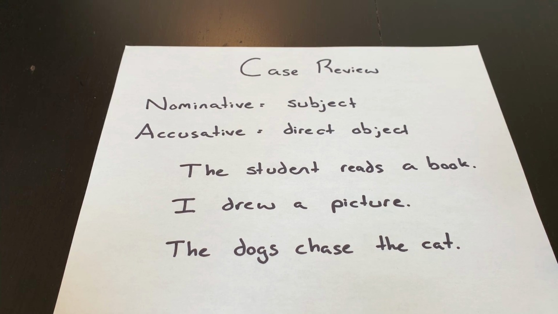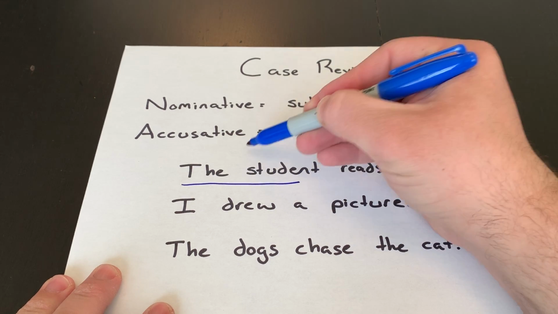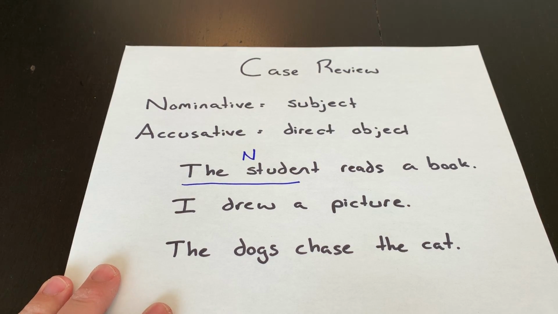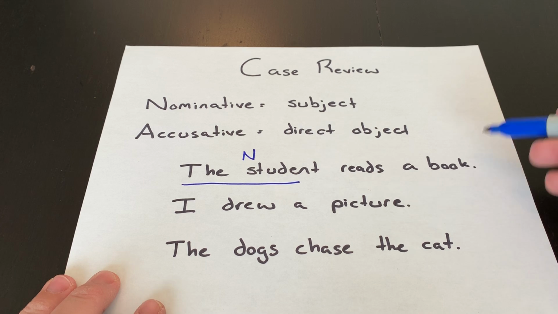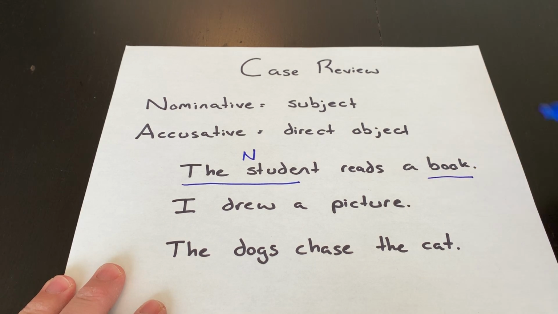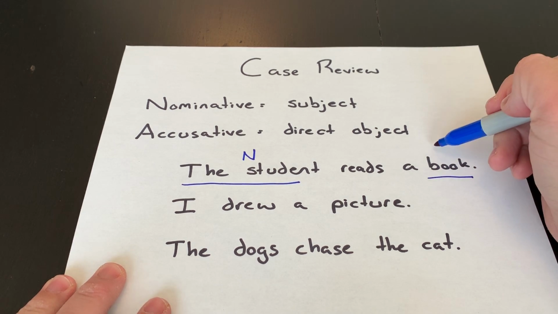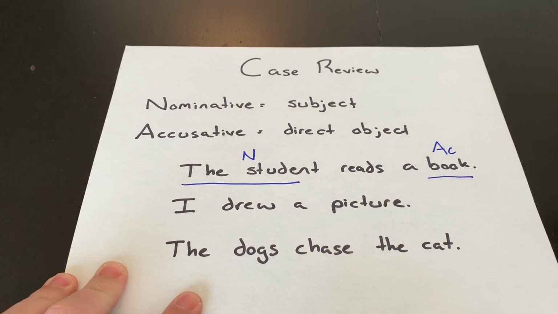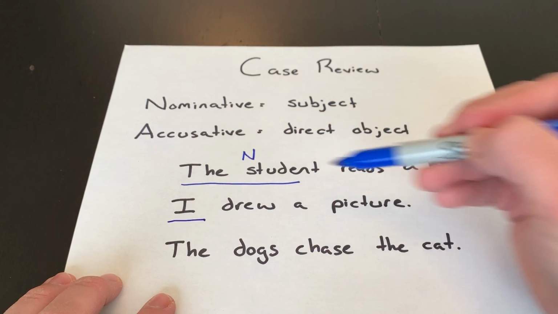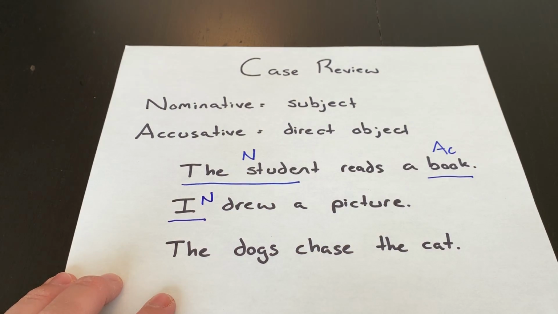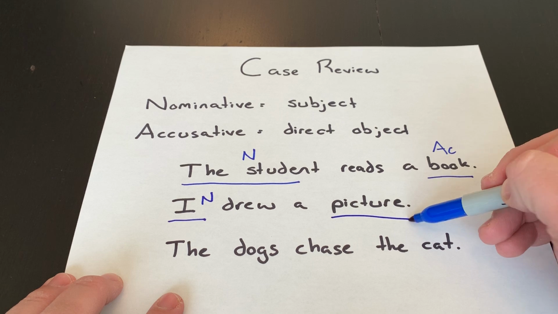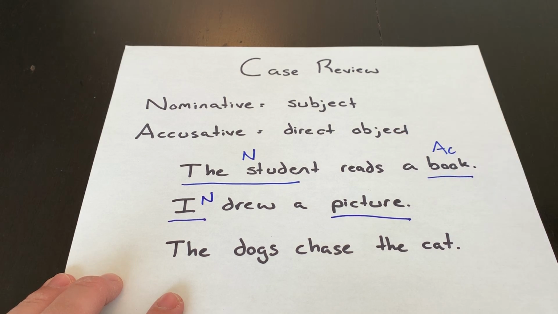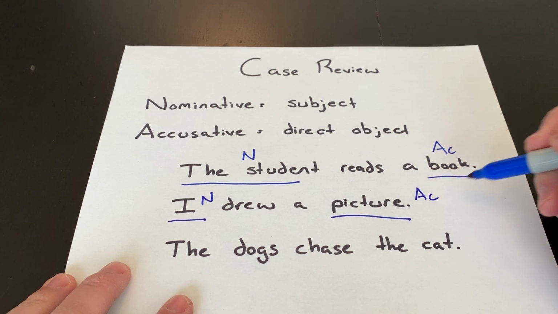So in these sentences here, if these were written in Latin, and we saw the student reads a book, the student is doing the reading, so that is the nominative. The book is being read, it's the direct object, so it's accusative. Okay, down here, I drew a picture, I did the drawing, so that would be nominative. The picture was the thing that was drawn, the direct object, so it's accusative.